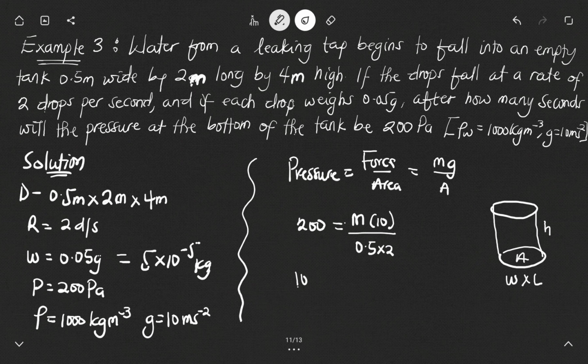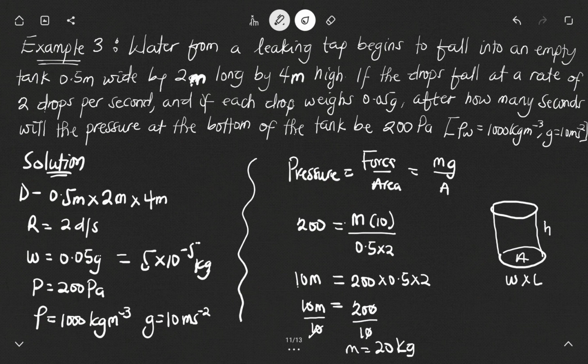So I have 10m, that is from the top over here, will be equal to 200 multiplied by everything I have over here. So 200 multiplied by 0.5 multiplied by 2. So I have 10m is equal to 200 multiplied by 0.5, that will give us 100, multiplied by 2 will give me 200 again. So I now divide both sides by 10, and then my mass will now be, this will cancel this, so I now have 20 kilogram as the mass of the water at this particular pressure, which is the 200 Pascal pressure.